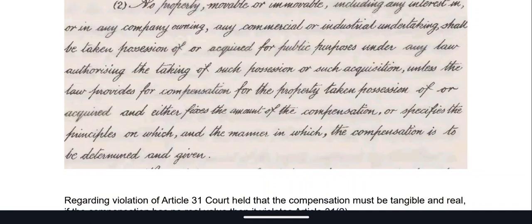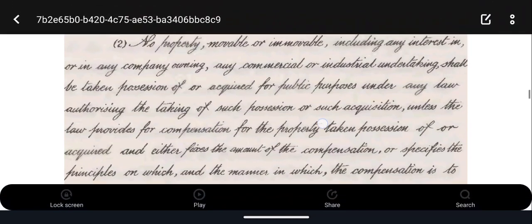Now, here the argument of Kameshwar Singh was that there was no proper compensation provided to me at the time they were acquiring that land. So these are the three arguments or contentions of the petitioner. Now, what the Supreme Court had analyzed, and what conclusion they came to, we'll look into now.